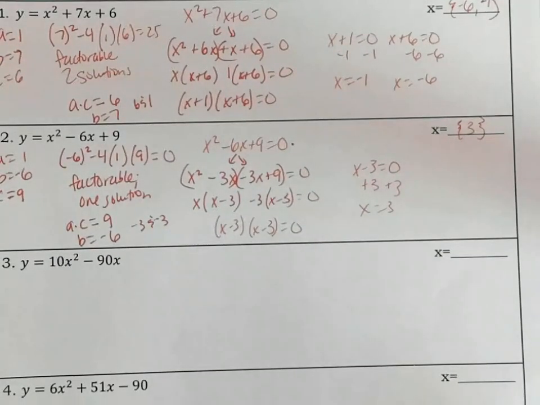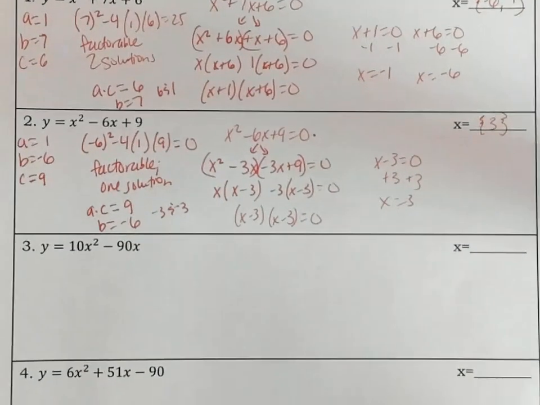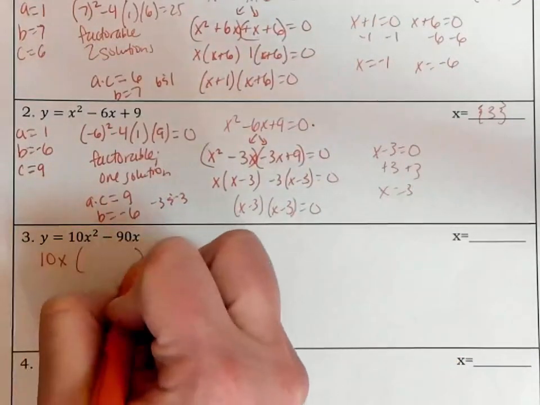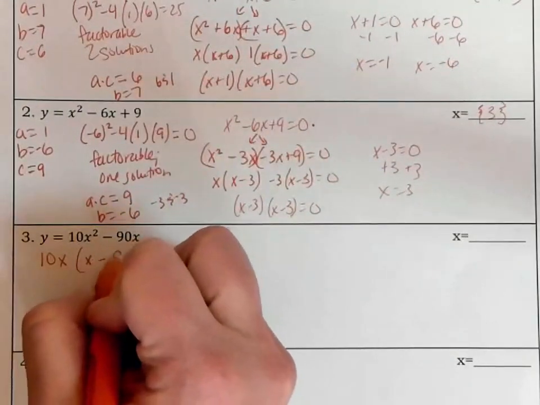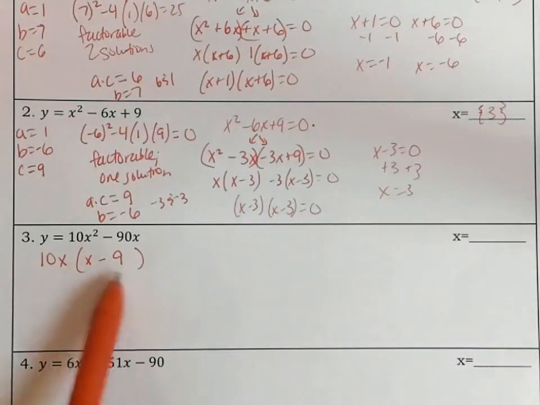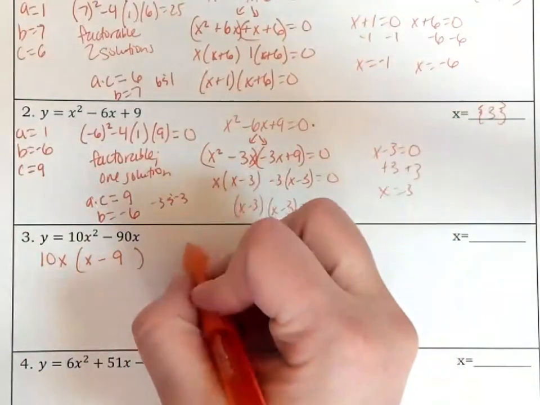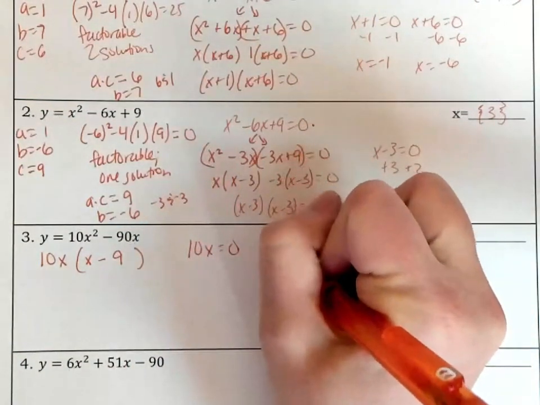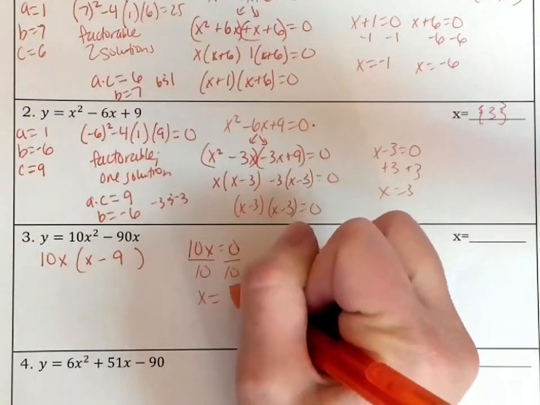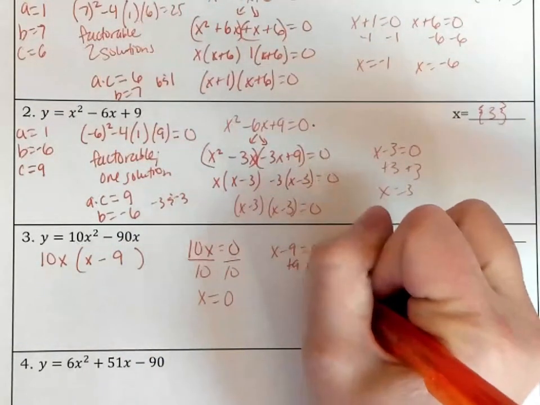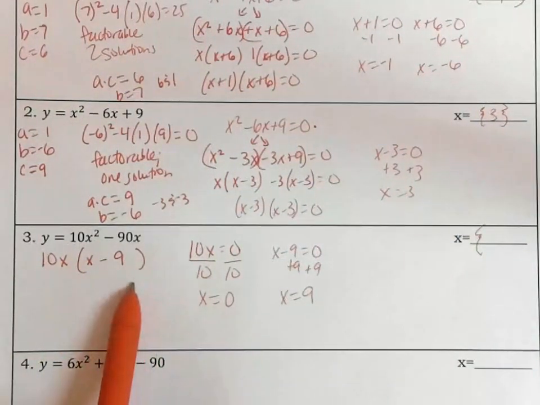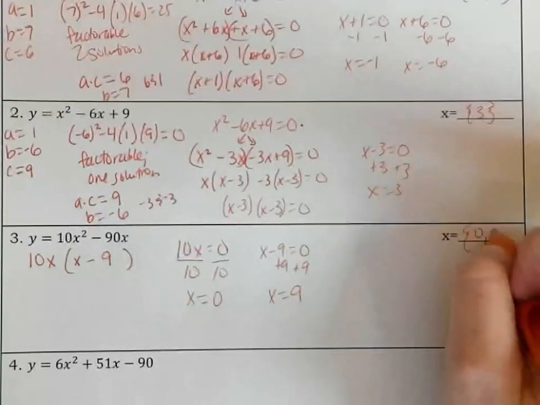Okay, number 3. On this one, simplify, rearrange, or remove our greatest common factor. We notice that there is a greatest common factor here of 10x. So if I divide each of these terms by 10x, I'm left with x minus 9. And what I realize here is that my powers are 1. It's already been factored. So I'm going to take these factors and set them equal to 0 and solve. If I divide both terms by 10x, I get 0 here. And if I add the 9 to both sides, I get 9. So here, my graph is going to cross the x-axis at 0 and at 9.